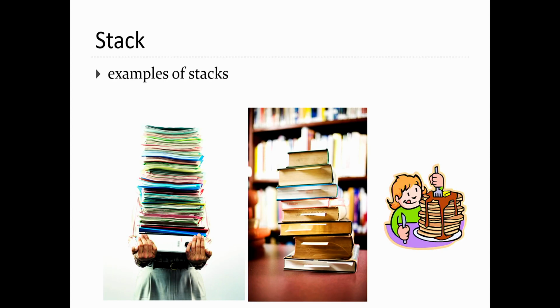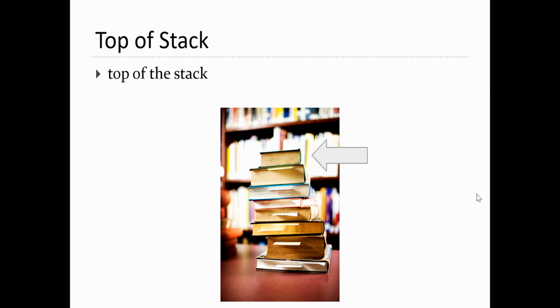So as a first example of that, we're going to talk about this data structure called a stack. A stack is a type of data structure that resembles a physical stack of objects. Here we've got a stack of files, a stack of books, a stack of pancakes. Every stack, the data structure type stack, has this notion of the top element of the stack. So here we've got the top book of this stack.